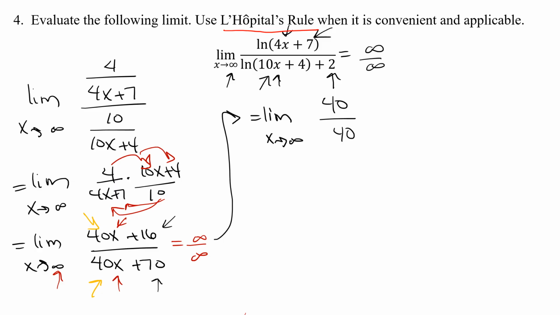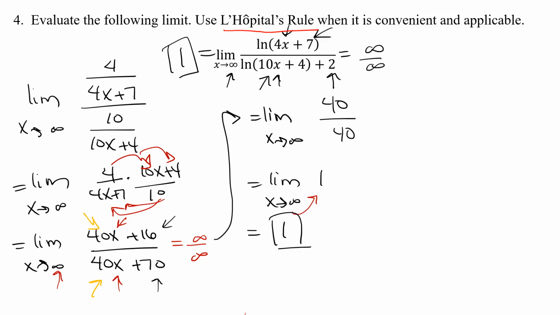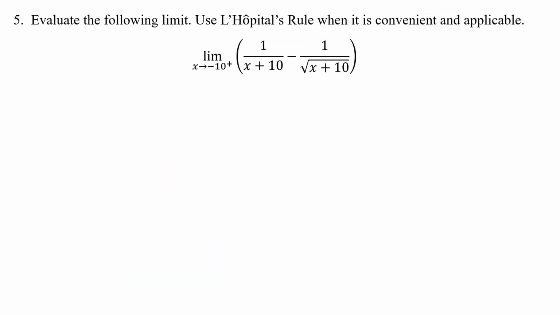So what do we end up getting? We end up getting 40 over 40. Well, that just simply simplifies to 1. Apply your limit. There's actually no x to plug in for, so we know the limit of a number is just that number. So we end up getting 1. Therefore, this limit is equal to 1.